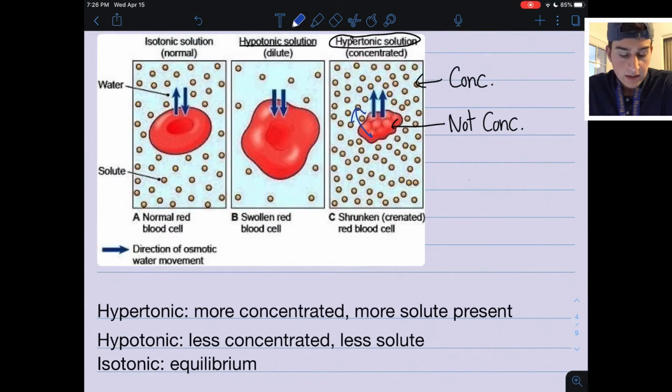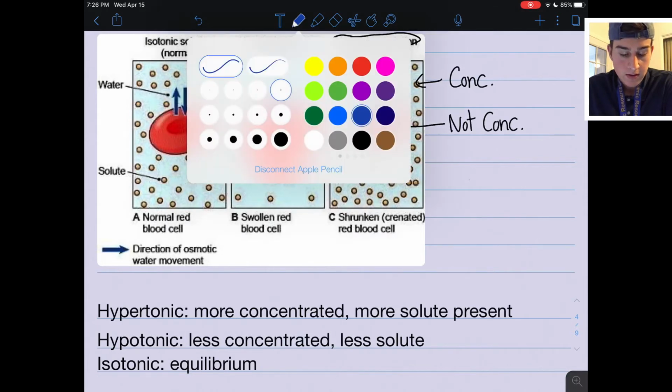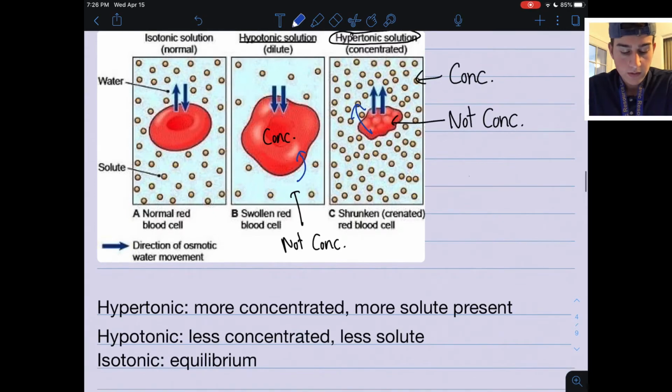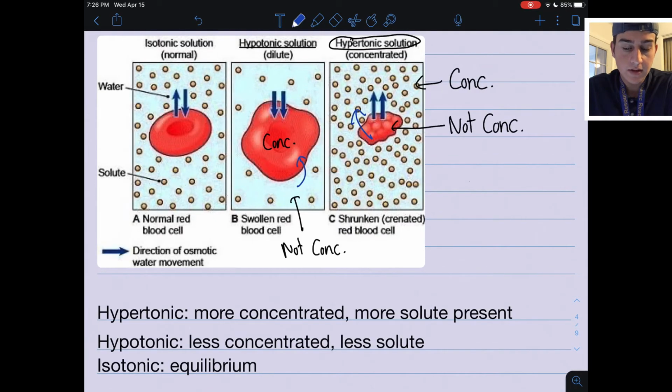For the second example, hypotonic solution, on the outside it's not concentrated. On the inside it is concentrated. Therefore the water is going to want to move to the inside. And in doing so, it's going to expand the cell. And the last one is isotonic. And isotonic is pretty much equilibrium. The concentration on the outside and the inside are equivalently the same. Therefore, they're going to move back and forth.